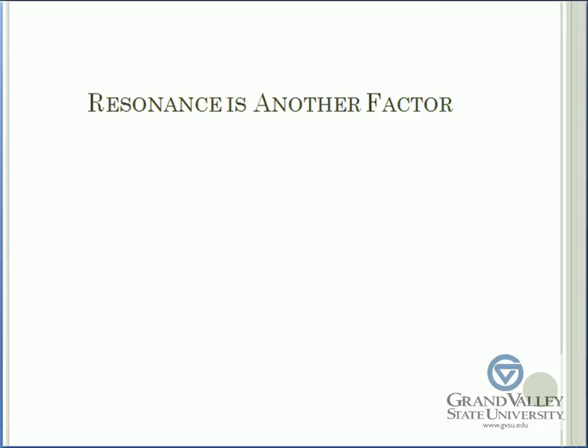Resonance is another factor that affects the stability of the conjugate base. Please remember that if we can draw resonance structures for a molecule or ion, the real structure is a combination of all the possible resonance structures. Most of the conjugate bases we will look at are anions. The more resonance structures, the more delocalized the negative charge is, thus helping to stabilize the anion.